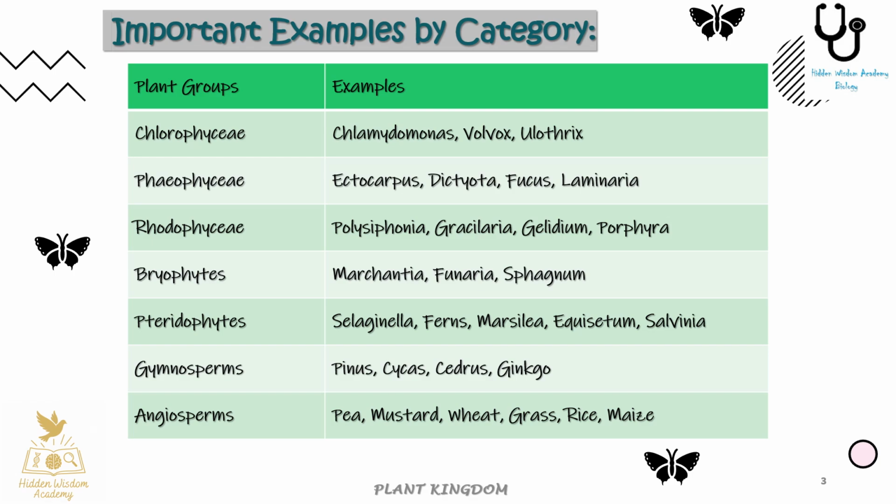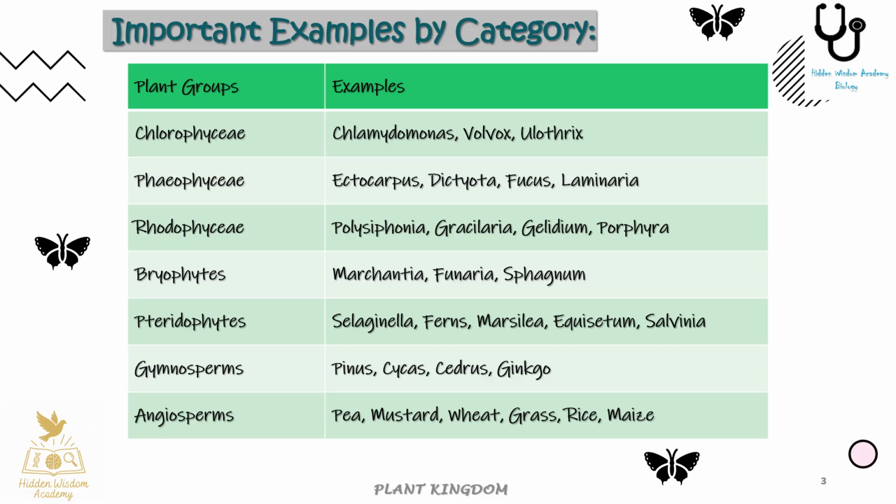Phaeophyceae, the brown algae, found mostly in marine water. Examples: Ectocarpus, Dictyota, Fucus, and Laminaria. Rhodophyceae, the red algae, known for their red pigments. Examples: Polysiphonia, Gracilaria, Gelidium and Porphyra.